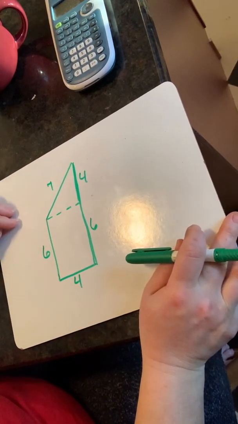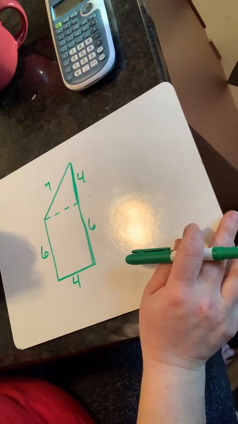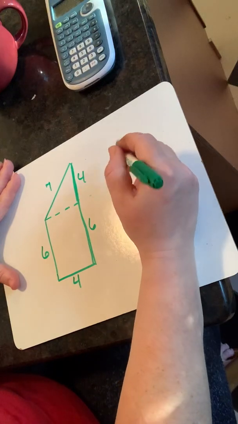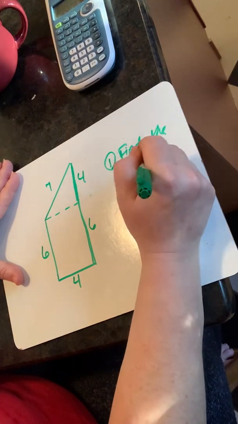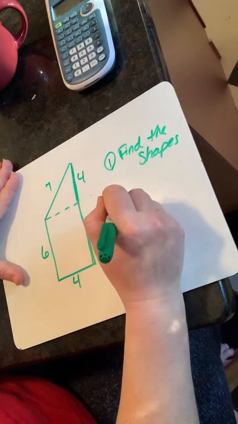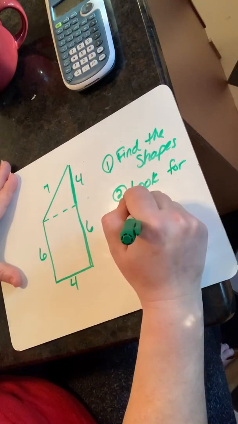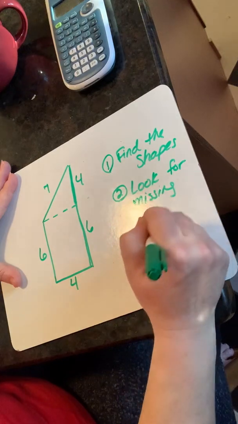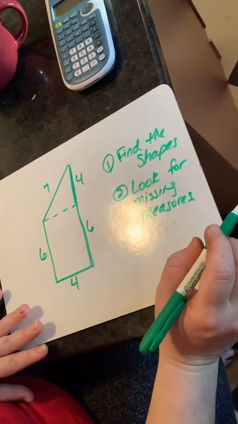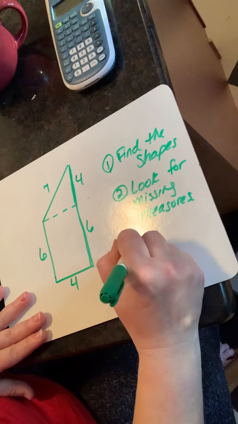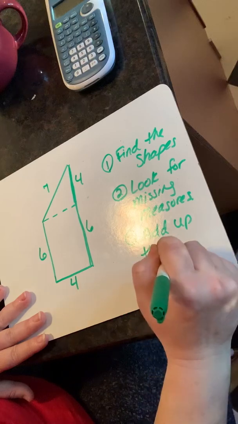So the first step of finding perimeter of our complex shapes is to look at it and separate it into its smaller shapes. So one, find the shapes. The second part is to look for missing measurements. Okay? So you look for them and you fill them in. And the third step of finding perimeter is add up the measurements.